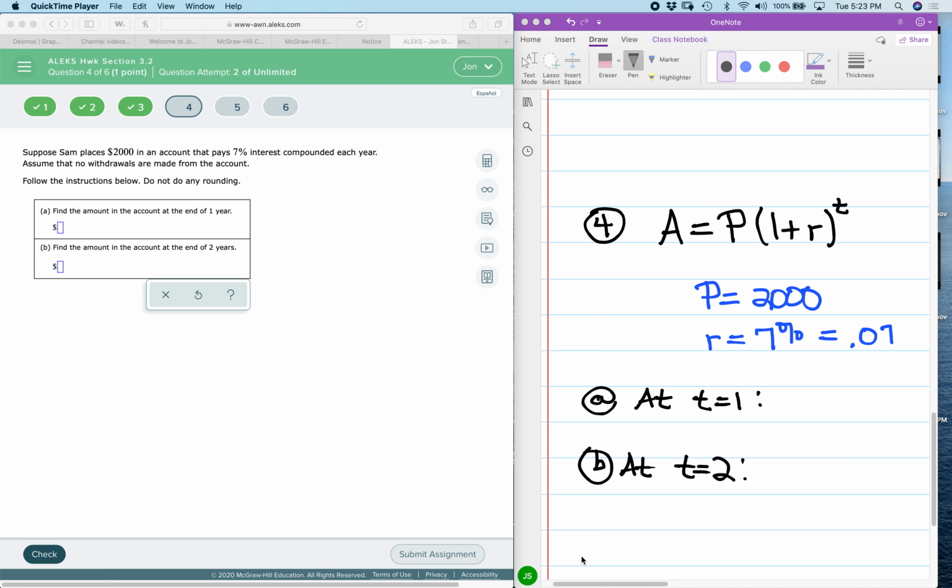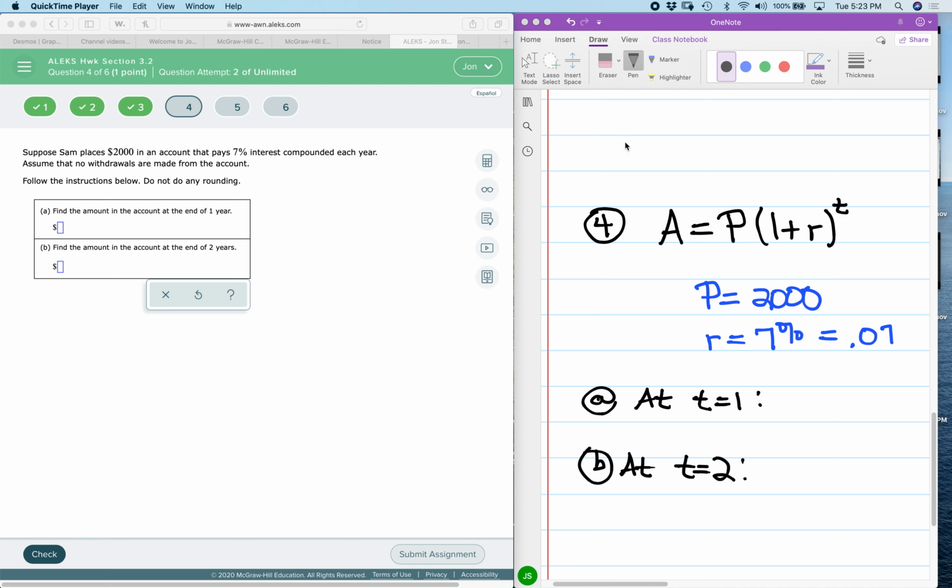Okay, for what we have in problem number 4, suppose Sam places $2,000 in an account that pays 7% interest compounded each year. Assume that no withdrawals are made from the account. Follow the instructions below. Do not do any rounding. And it says to find, first of all, the amount in the account at the end of 1 year.